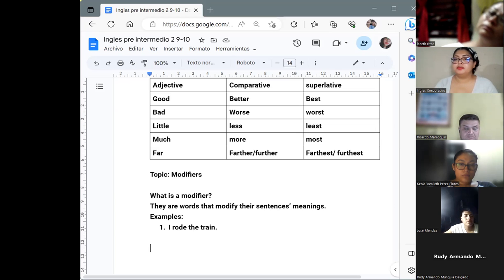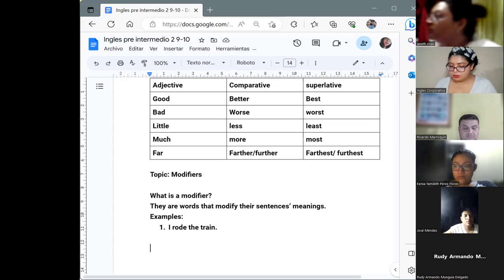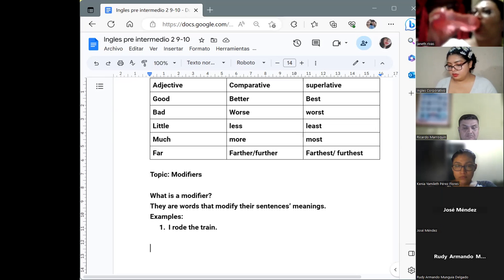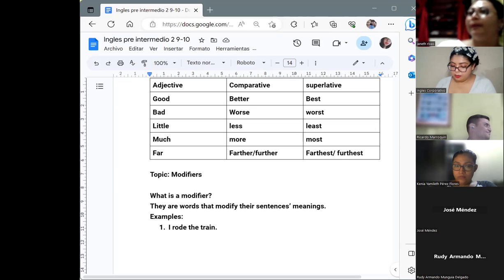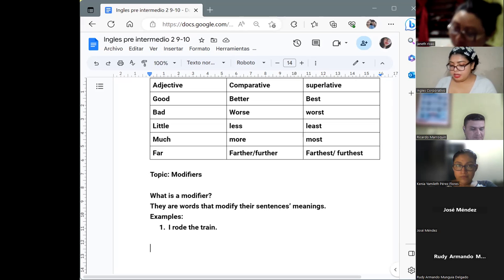What do you think? It is or it is not? It is complete or not? Maybe, maybe not, maybe yes. Okay. The answer is very clear and very easy. It is complete. Esta oración está completa.